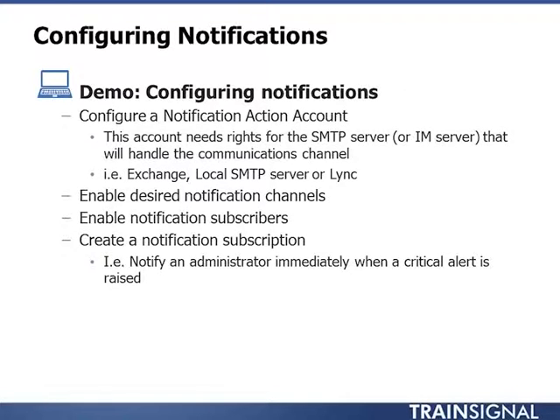And you enable the desired notification channels. So if you want to have just, for example, text message be a channel, great. You can configure SMS gateway to get out to the text messaging services, but you can use text messaging as one of your channels. You then enable notification subscribers. So you tell Operations Manager who is going to receive these alerts. You've enabled the channel, so we enable the underlying notification mechanism, but now we've got to say who's going to receive these notifications. And then finally, we have the creation of the overall notification subscription.